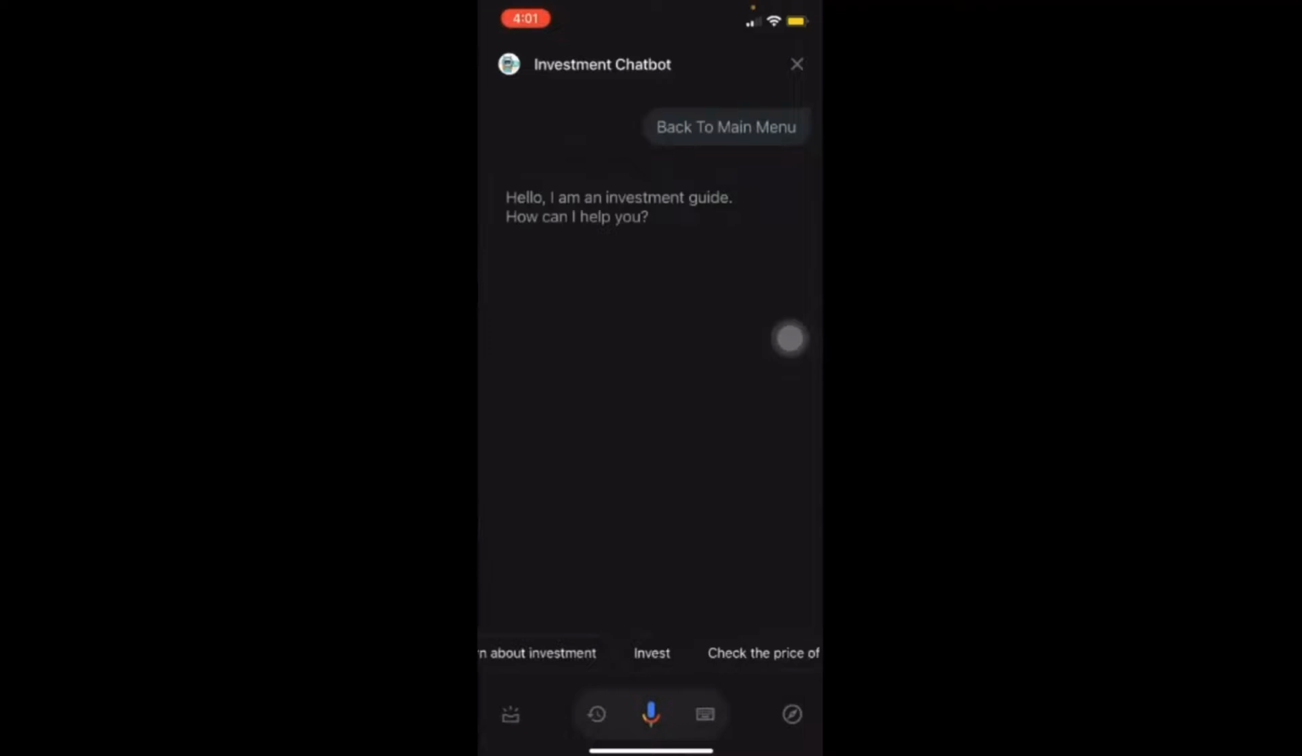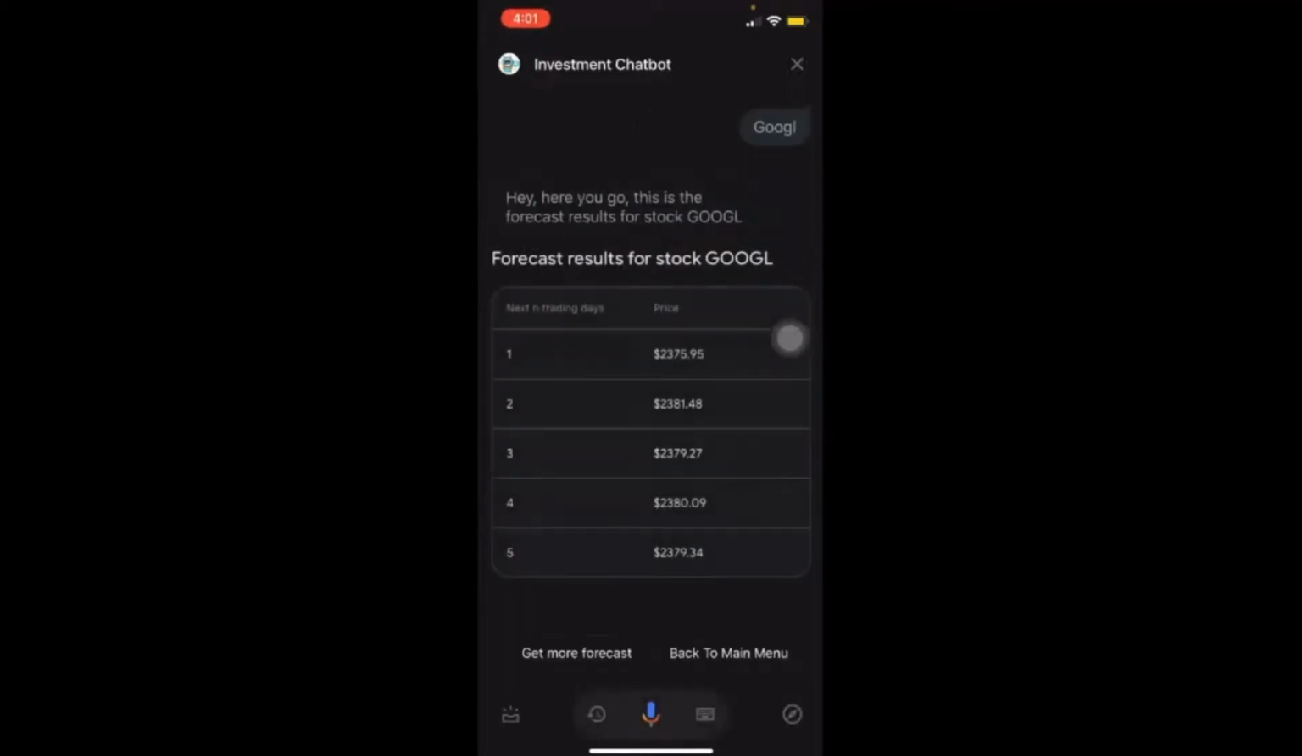Hello, I am an investment guide. How can I help you? Please specify the stock you are interested in. Apple. Google. Hey, here you go. This is the forecast results for stock Google.